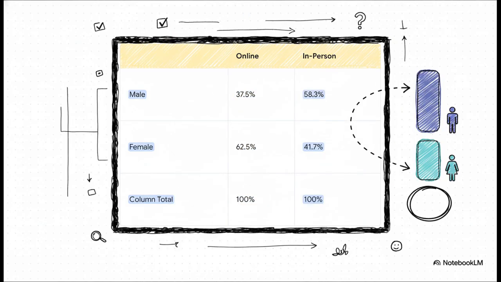And let's finish up with the in-person column. The total here is 120 students. So, of these 120 people, how many are male? That's 70 divided by 120, which is 58.3%. And for females, it's 50 divided by 120, which gives us 41.7%. And once again, those two percentages add up to 100% of that in-person group.